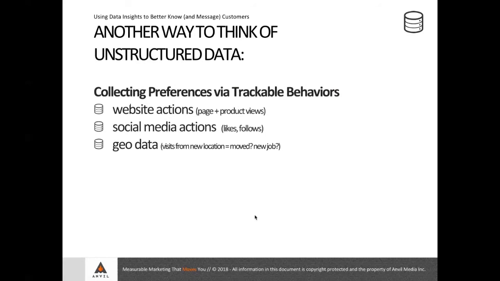It's all about collecting customer preferences via trackable behaviors. Anything our customers are doing online, whether it's in an app, on a website, social media, if it's trackable and we can put tracking on it, it's a type of unstructured data that can be created that we can then use. So website actions like product page views, social media actions, likes and follows, geodata, you know, a visitor from a new location, did they move, did they get a new job?